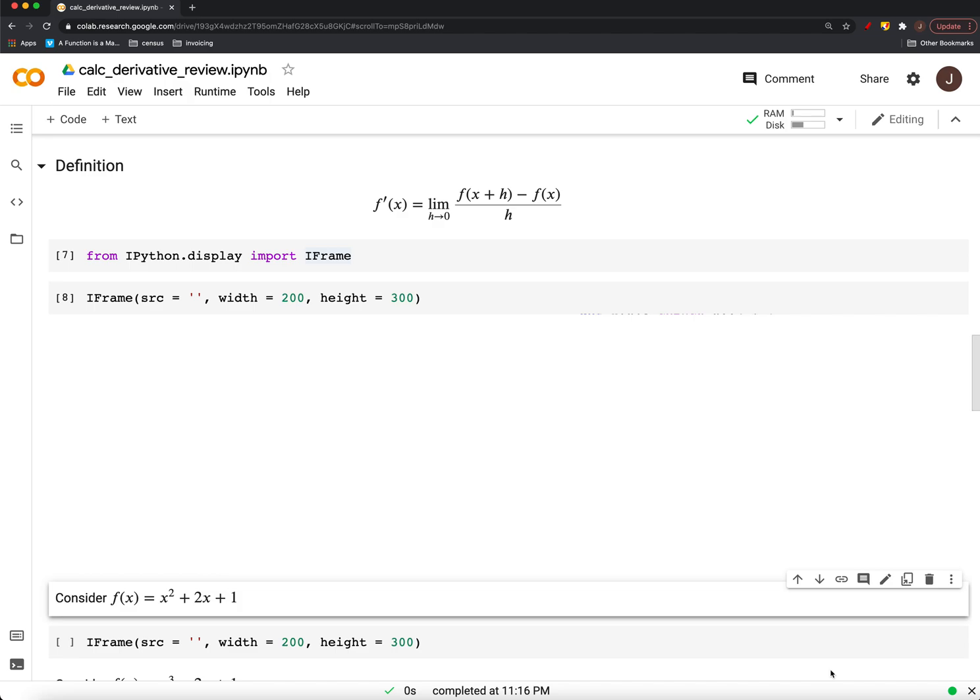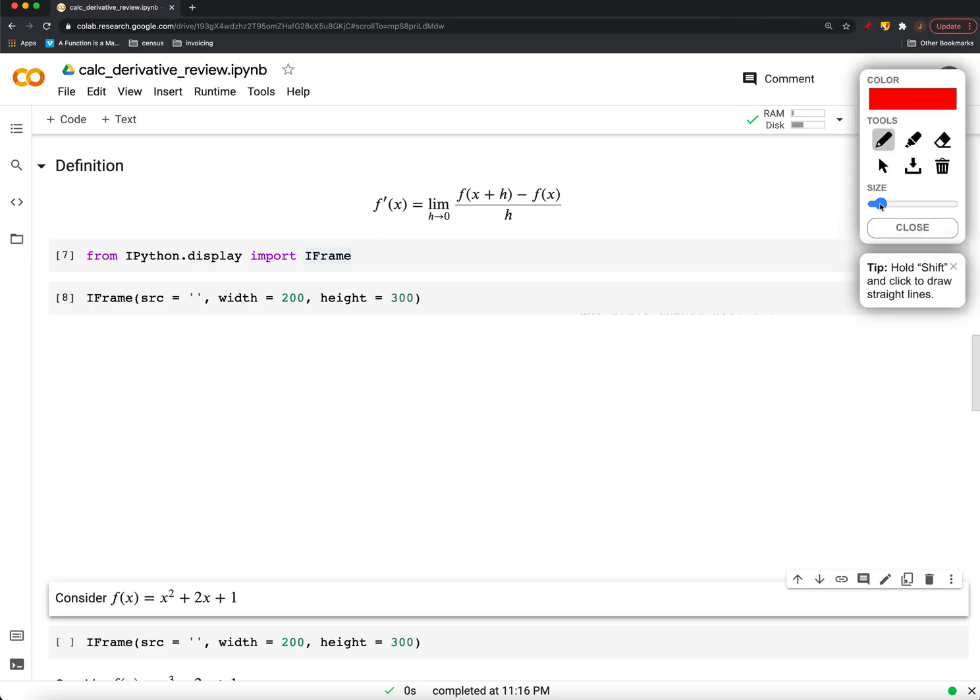So now that we have a sense for where this definition came from, let's actually try and use it. Now, we were looking at the function x squared plus 1. So let's write that down. f of x equals x squared plus 1. We know what this is.